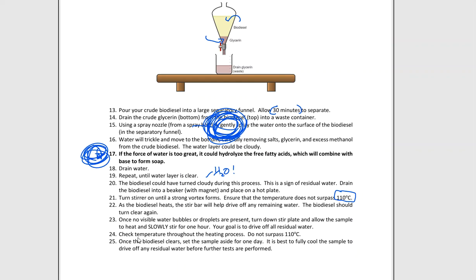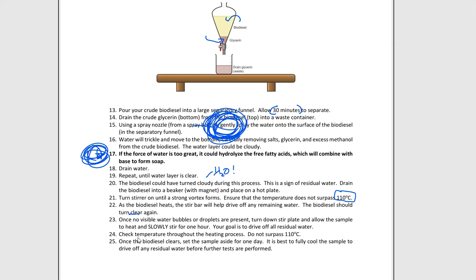That biodiesel should eventually go clear. That is what you're after here. So almost like what it looked like in the very beginning is what you want to look at here. It's going to be a very clear product. You can see through it. It will still be colored. There'll still be a light yellowish color tinge to it, but clear means you can see through it.